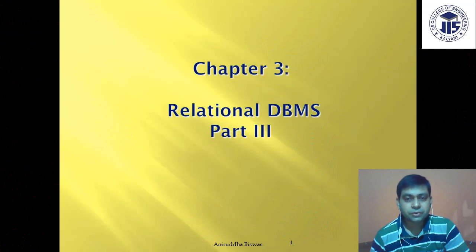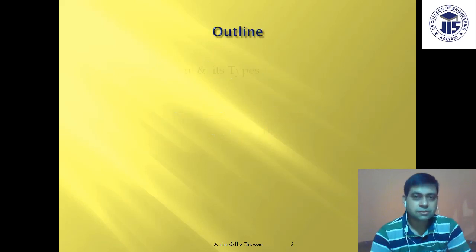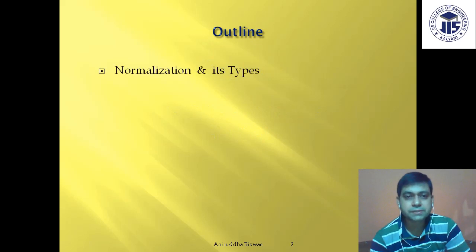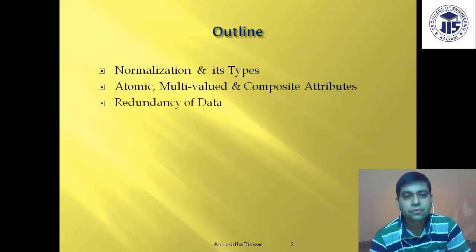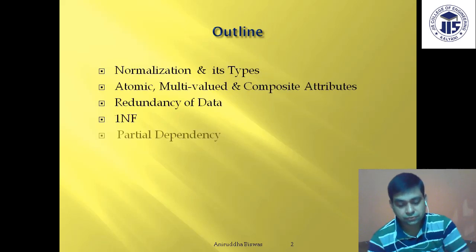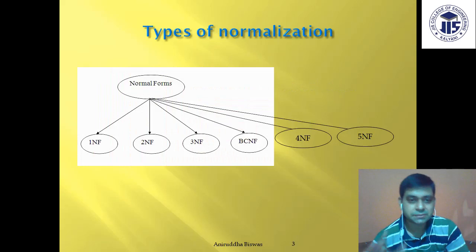Today we're going to discuss chapter 3 of Relational DBMS, and it is part 3. We're going to discuss normalization and its types, atomic, multivalued and composite attributes, redundancy of data, 1NF, partial dependency, and 2NF. So let's begin.